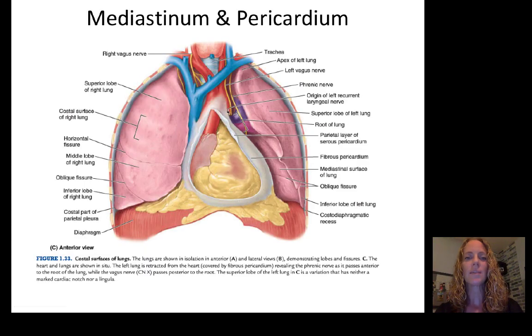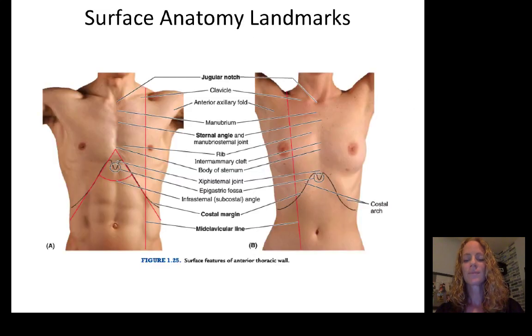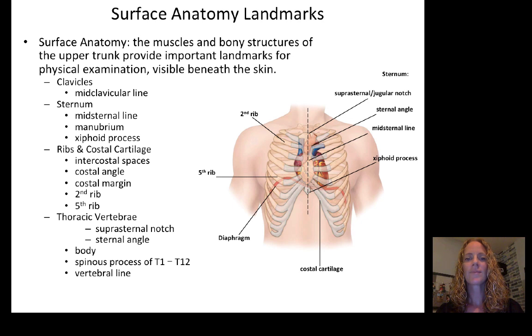Here's a more detailed image of the thoracic cavity from your textbook. It's important to learn the osteology, or the bony structures, to help to understand the surface anatomy that you can palpate on a patient. These are important landmarks for physical examination, and they are visible and palpable beneath the skin.